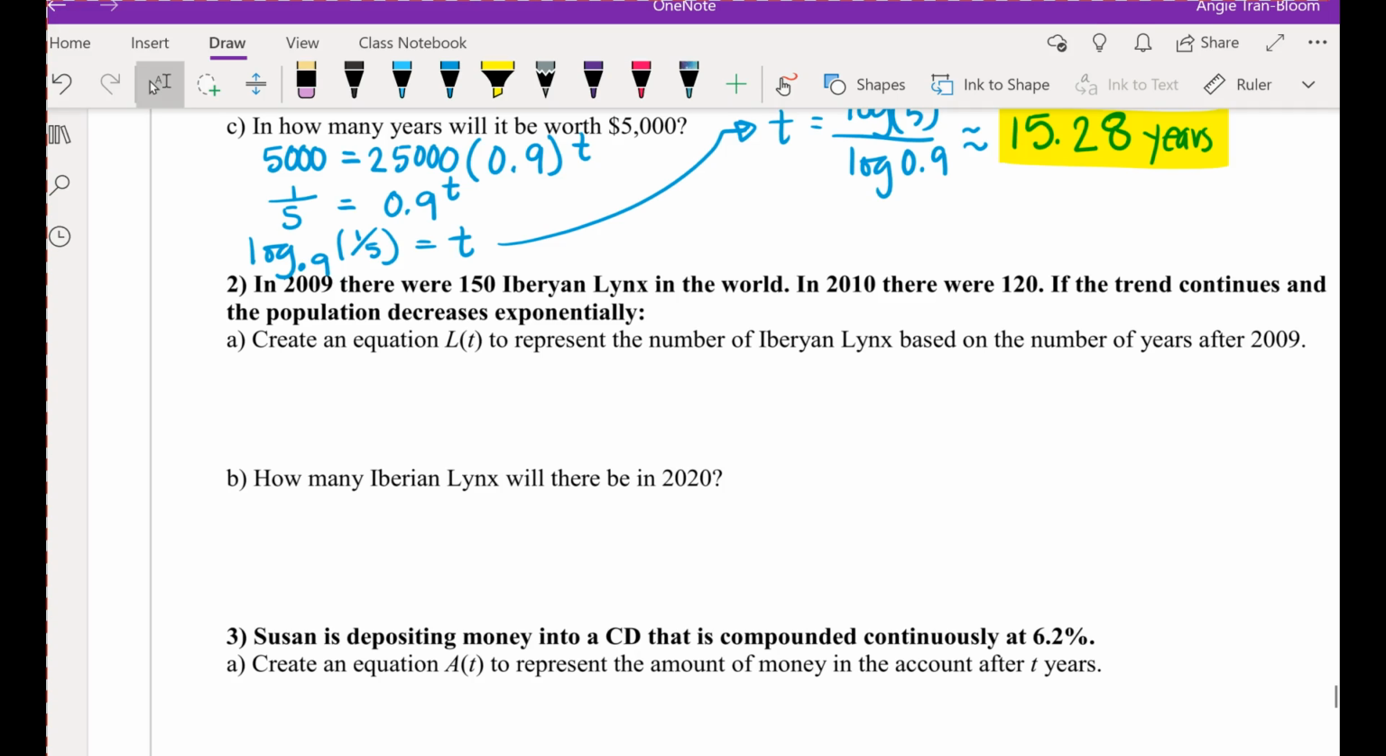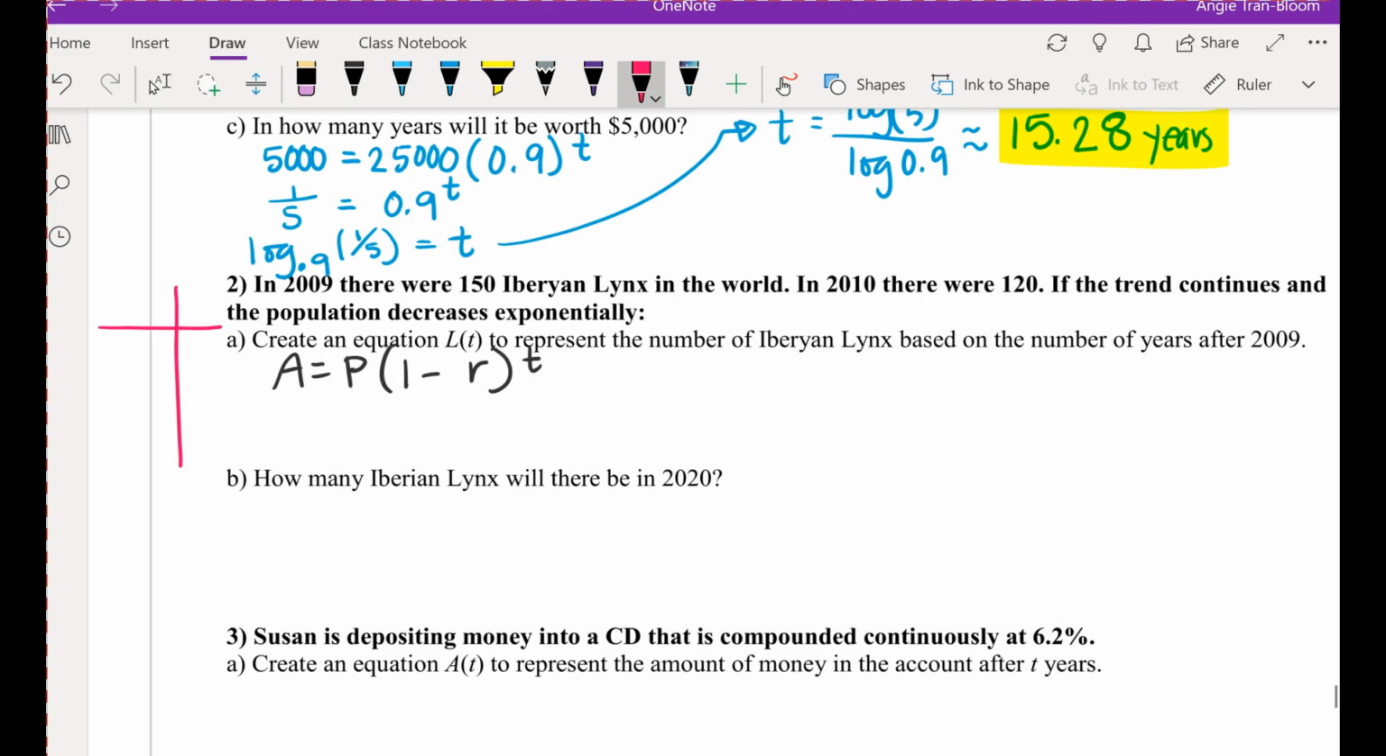Out of the 4 equations that you were introduced to earlier, which one? Is it appreciation? No. What is it? Depreciation. All right. The depreciation is A equals P times (1 minus r) to the power of t. Now, Sam said create an equation called L of t to represent the number of Iberian lakes based on the number of years after 2009. If you need a visual aid, you can definitely make a table.